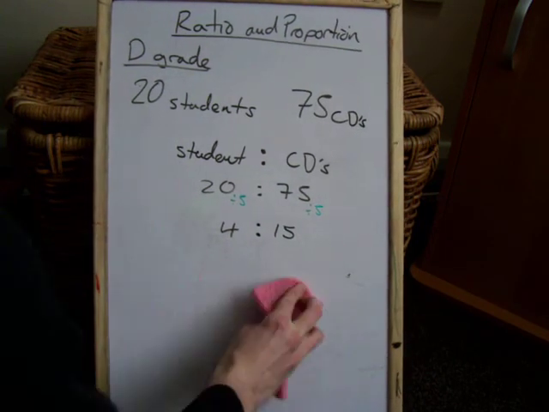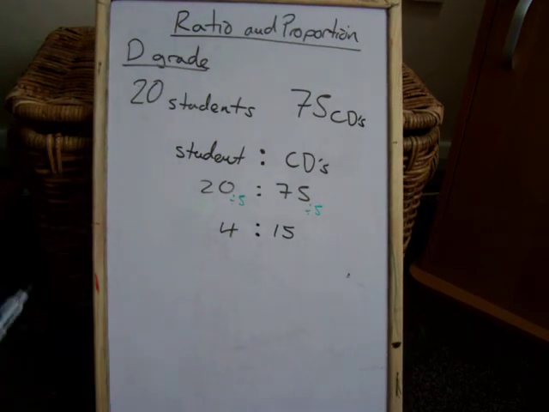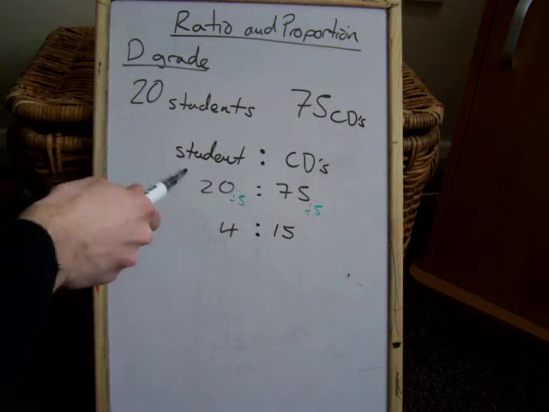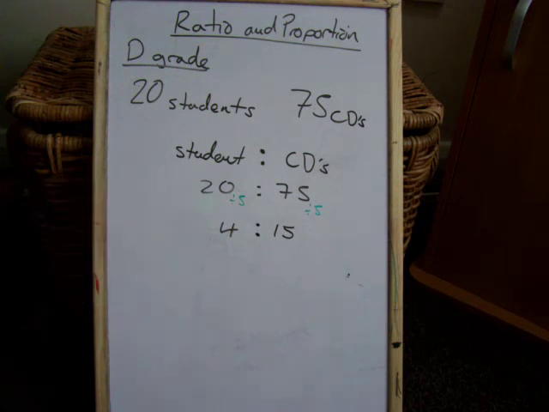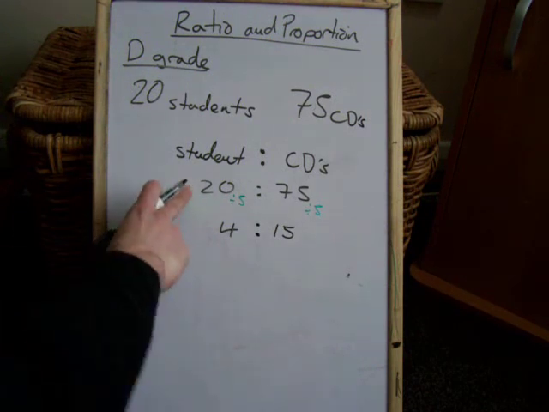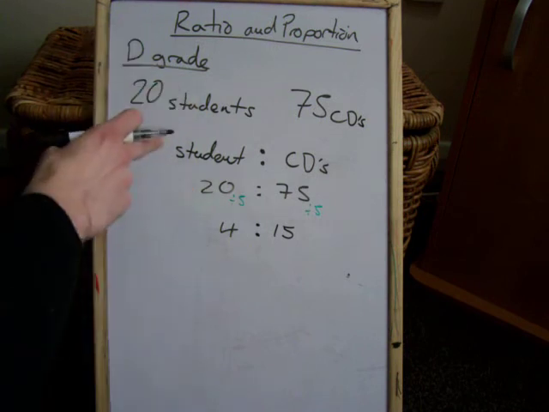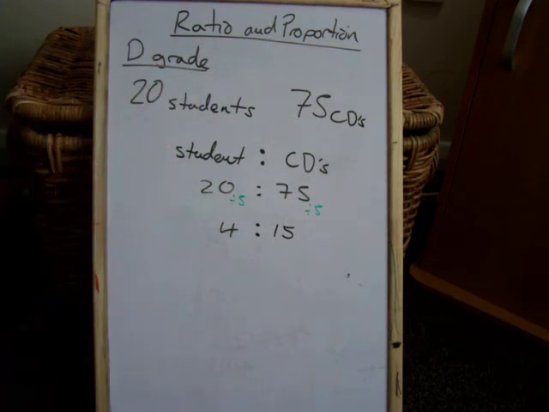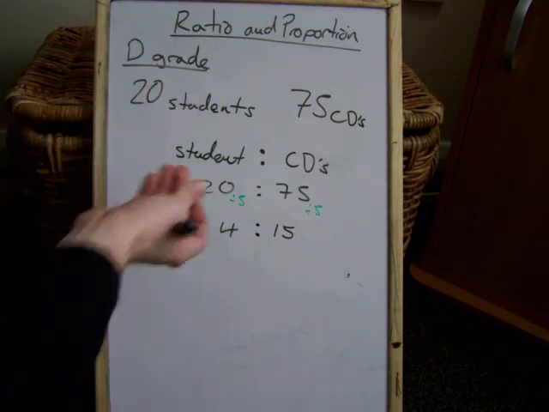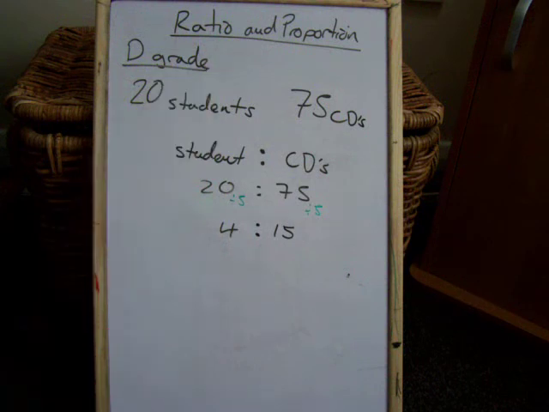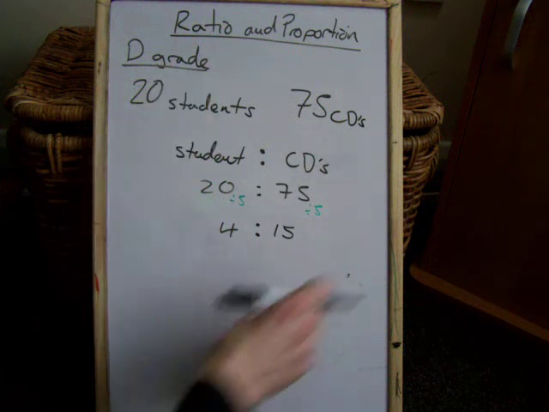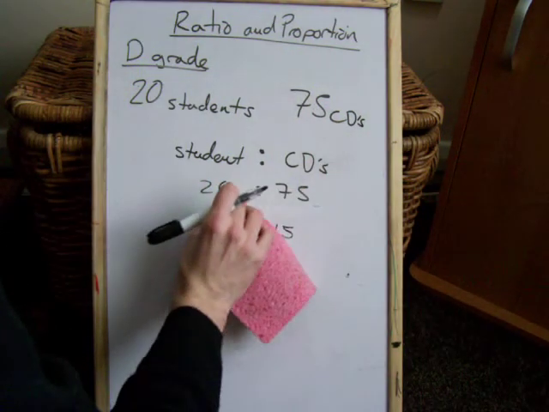Right, however, what if somebody came up to you and said, right, we know how many CDs 20 students have, but I want to ask how many CDs would I expect 30 students to have? Well, then what you'd have to do is find some way of multiplying 20 up to get 30. Now, probably the easiest way to do this is to reduce the 20 to 10 and then multiply back up. Okay, so I scratch what I did before.